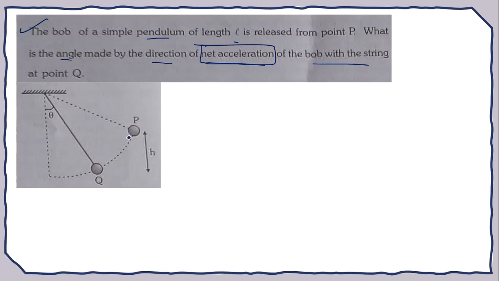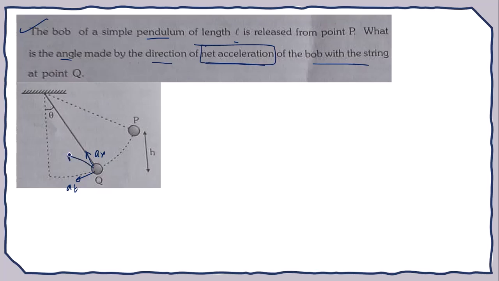Now, once it is released, it will move up to point Q. Now, at point Q, what is happening? The net acceleration comes into place. So, at point Q, let us say there are the tangential acceleration AT and radial acceleration AR in these directions. So there were 2 accelerations. You are asked to calculate the angle made by the net acceleration with the string.